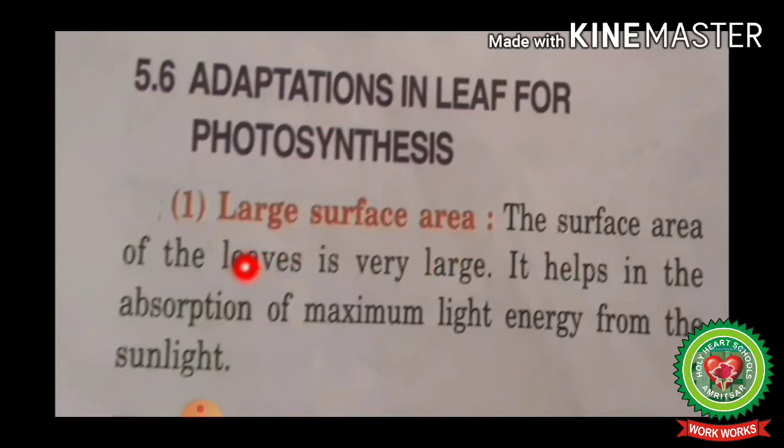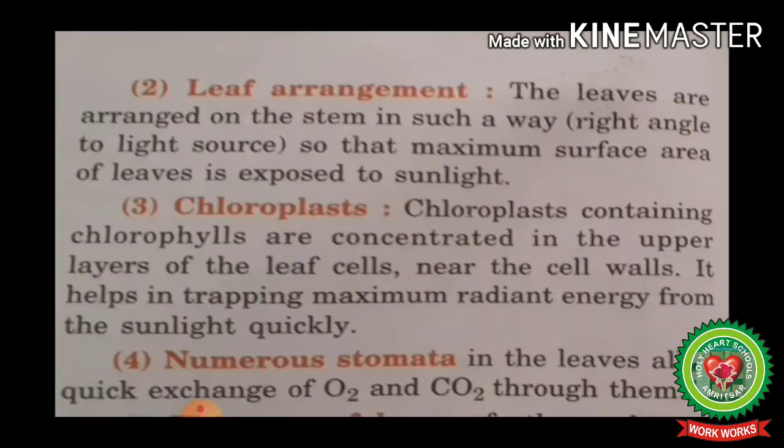The surface area of the leaves is very large. It helps in the absorption of maximum light energy from the sunlight. Second is leaf arrangement. The leaves are arranged on the stem at right angle to the light source, so that maximum surface area of leaves is exposed to sunlight.